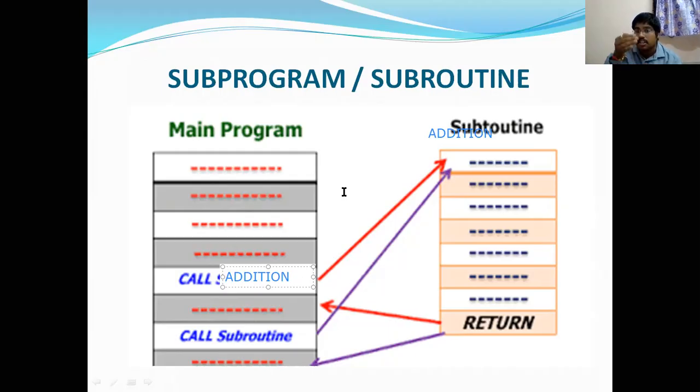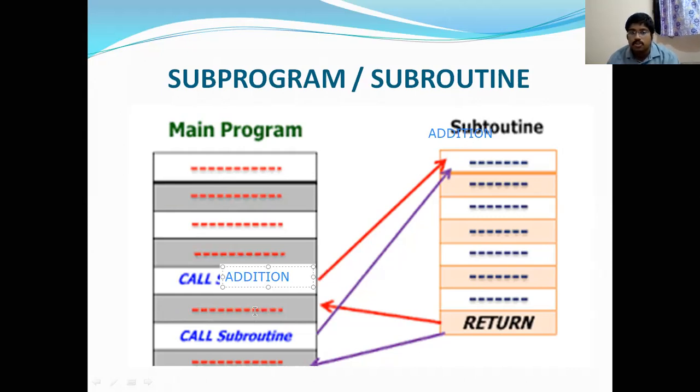Because it is not written in the main program, it is written separately, it may be somewhere. Then our processor will search where the subprogram with the name addition is. Somehow it will find this subprogram. Then it is going to transfer from our main program to this subroutine addition.